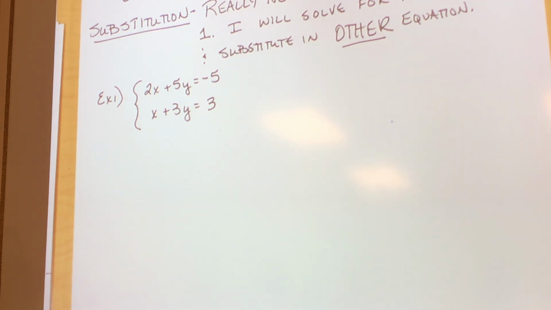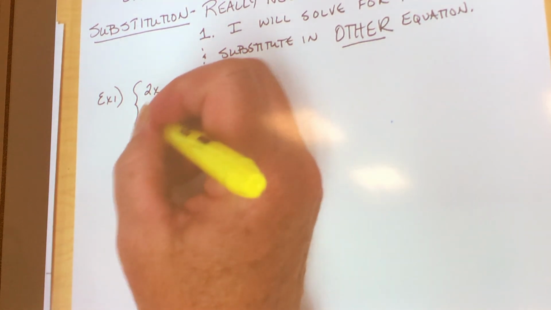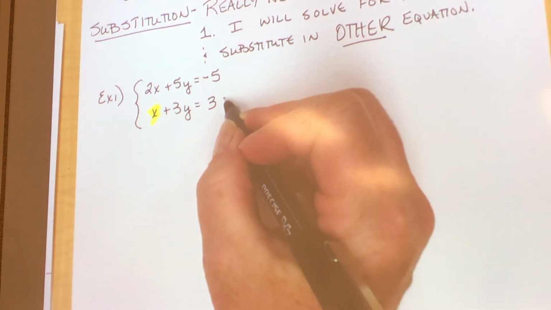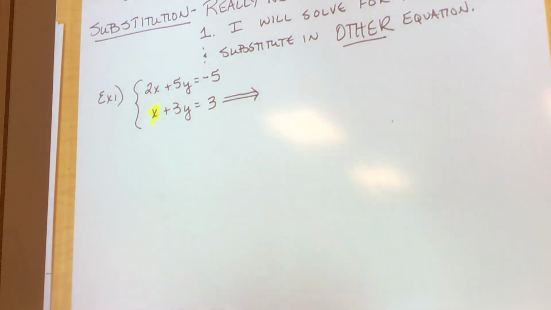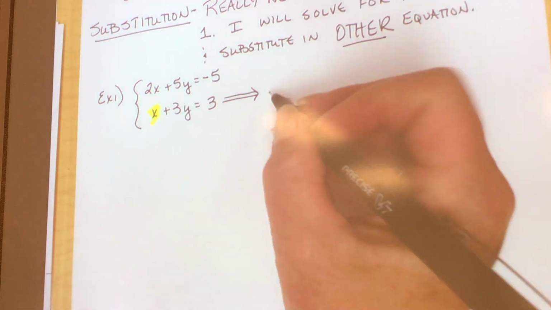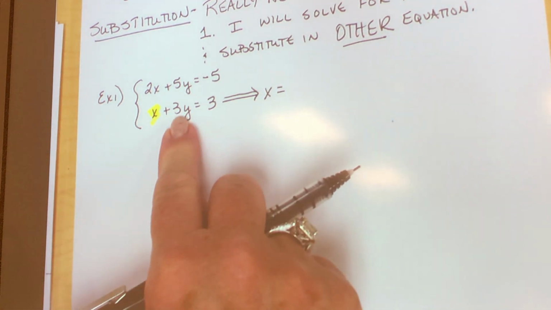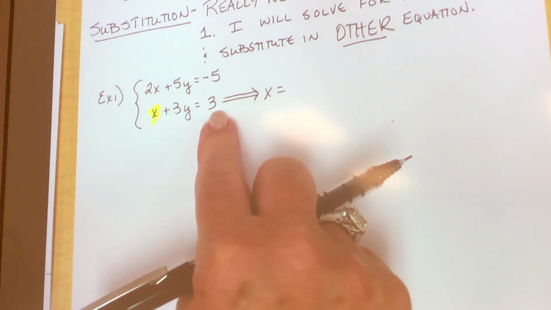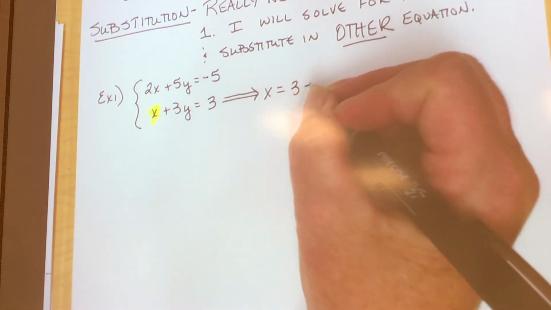So the first thing I'm going to ask is, do I have one variable with a coefficient of 1? Yes. Does everybody see it? Where? The bottom section, in the second equation. So this x. I'm going to solve for that x. I'm going to take this equation and rewrite it in another way. X is equal to, this 3y comes over here, changes its sign. The order that it's written in doesn't matter. So I'm just going to write it 3 minus 3y.